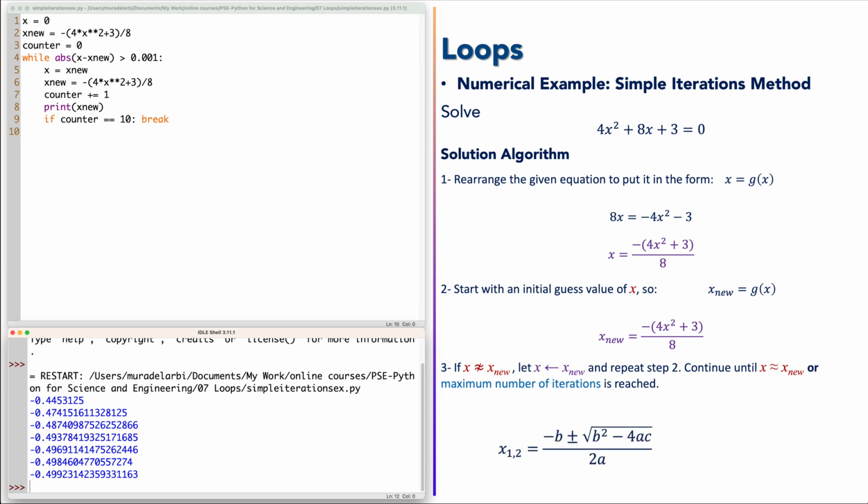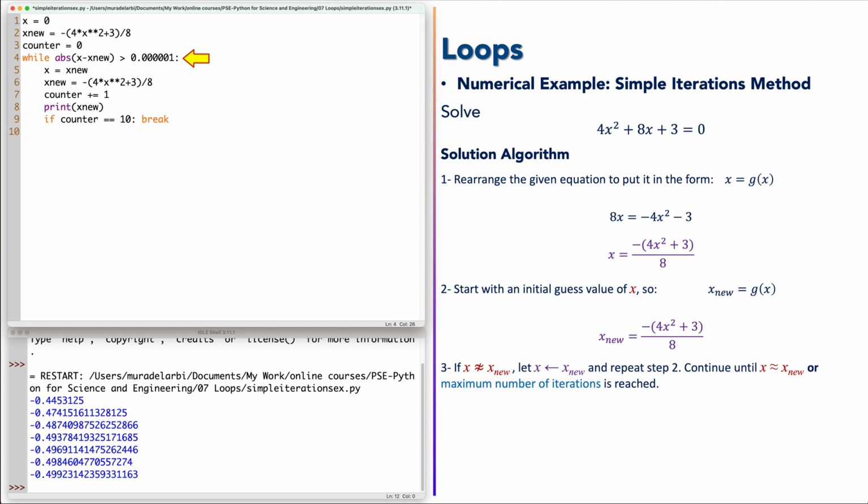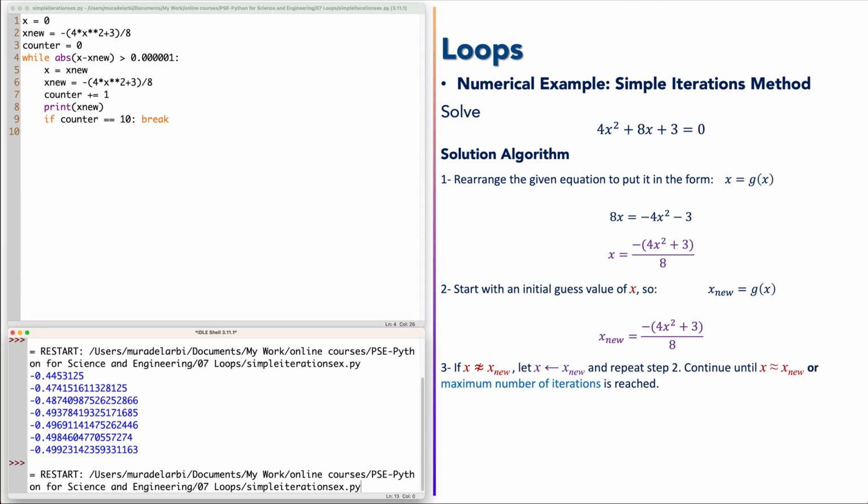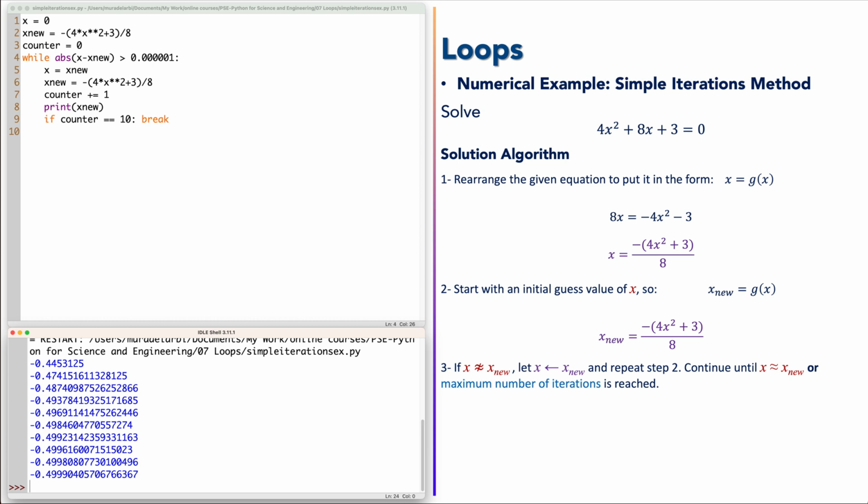From analytical solution, we know that the exact solution is minus 0.5, and we need to increase the accuracy. So we can make the tolerance a smaller value and test the code. Now, we noticed here that although the degree of accuracy we required is up to 6 digits after the decimal point, the accuracy we obtained is only up to 4 digits. That means 10 iterations are not enough, and we need to increase the number of iterations. So let's make it 20, and let's run the code.